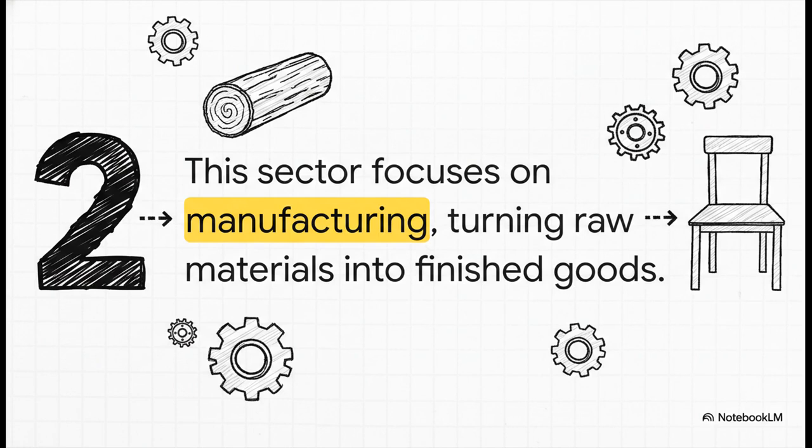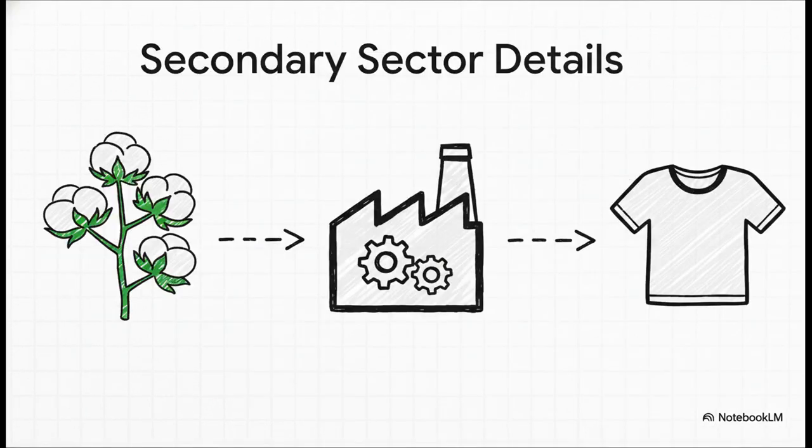All right, so after we have the raw materials from the primary sector, what happens next? Well, that's where the secondary sector comes into the picture. This sector is all about manufacturing. It's where we take the raw materials and process them to create new, finished goods. A really simple example is taking cotton from the farm, and a factory then turns that cotton into cloth. That factory is an example of the secondary sector at work.